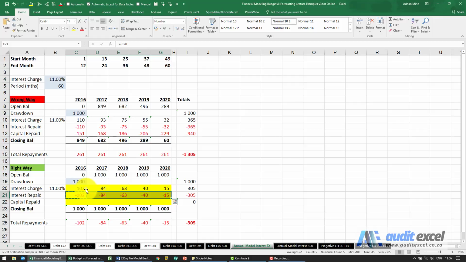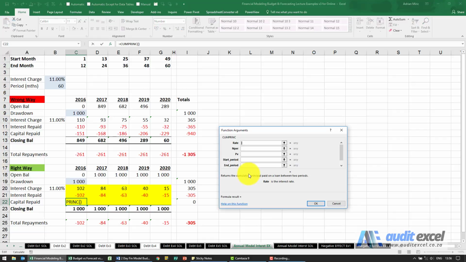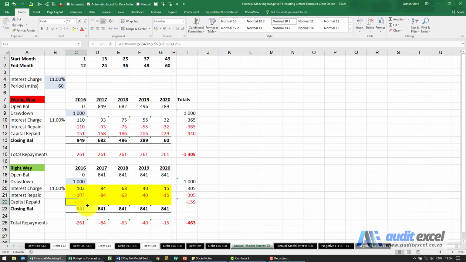Okay. How much was repaid of the capital? So I'm going to use now the CUMPRINC for cumulative principal. What's the rate? It's this divided by 12. Number of periods, that cell, put the $ signs on. Present value is this amount here. Probably should more correctly use that one there. Start period, use that cell. End period, use that cell. Type 0. When I say OK, it's 159.